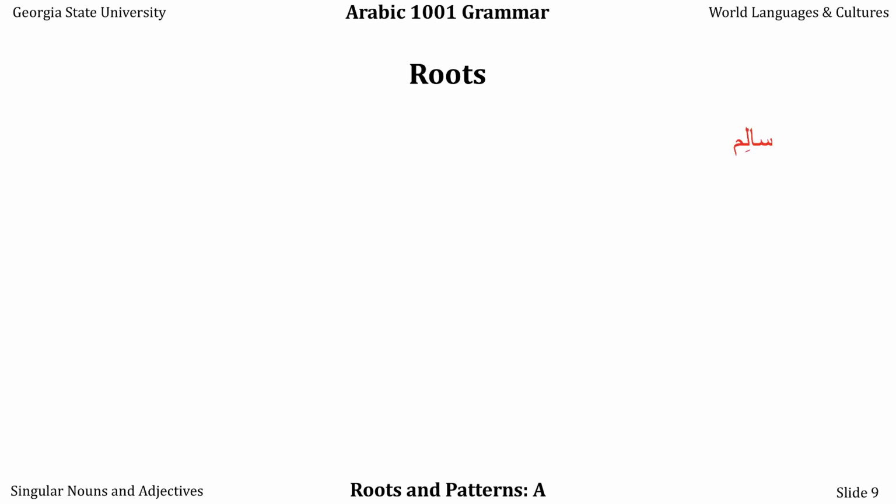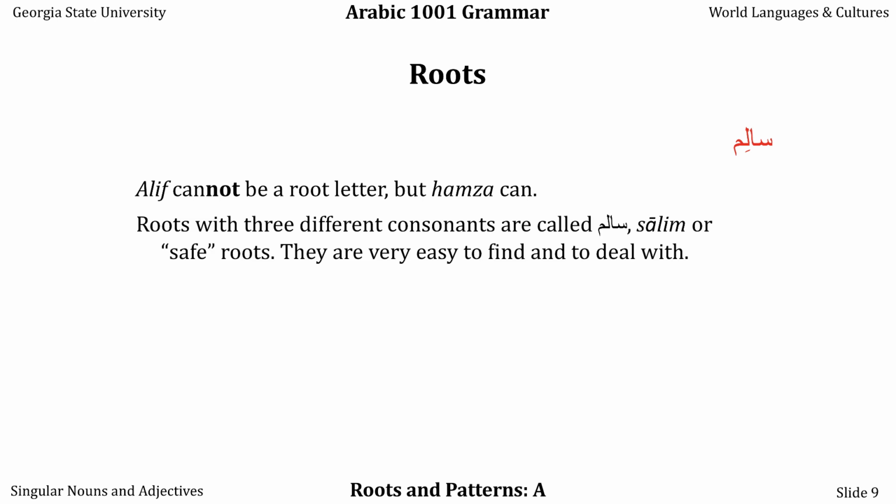Let's dig a little deeper into roots. Salim is our word for safe. When we're looking for roots, alif cannot be a root letter, but hamza, the glottal stop, the uh-oh sound, can be a root letter. This is a little confusing at first, but you'll get used to it. Roots with three different consonants are called salim or safe roots. They're very easy to find and deal with.